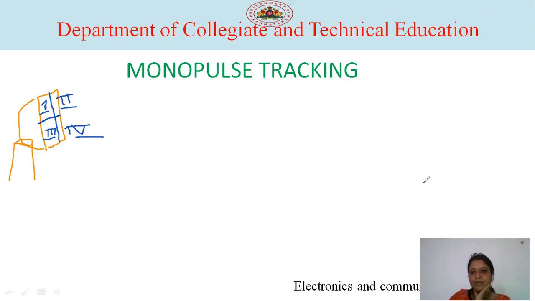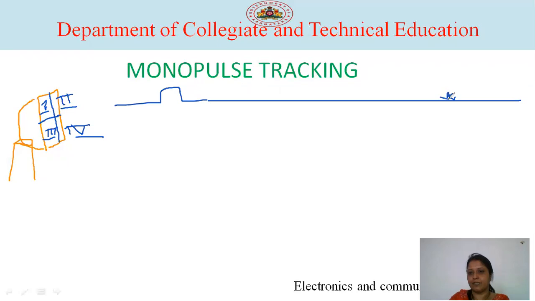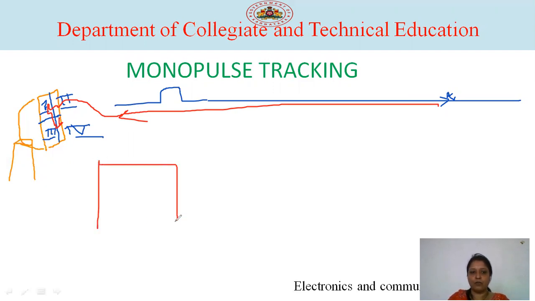Now what will happen? Suppose the target is present here. First it will radiate the single pulse. The monopulse is radiated towards the target. It will strike the target, and the echo signal comes back. Then this echo signal strikes the 4 feeds simultaneously. Depending on the strength of the echo signals received on all 4 positions, the particular location of that target can be analyzed.